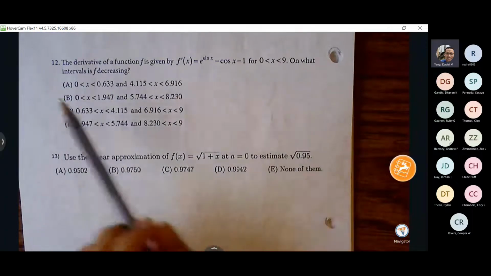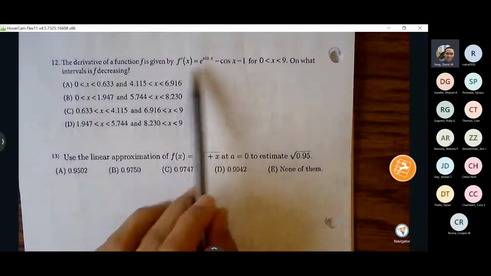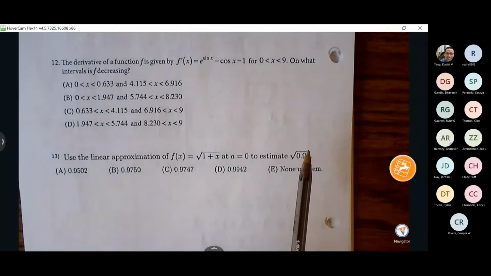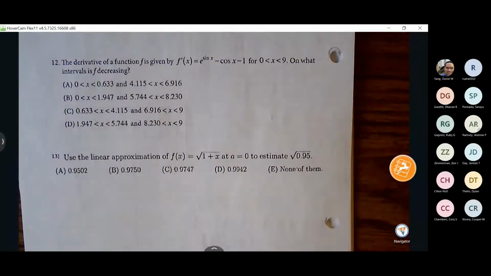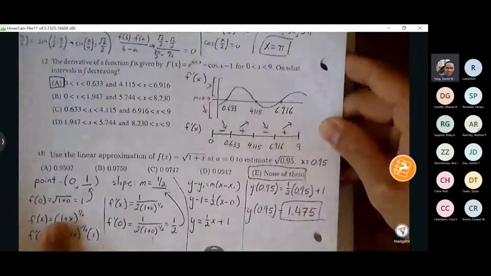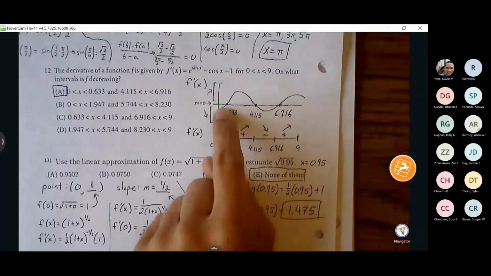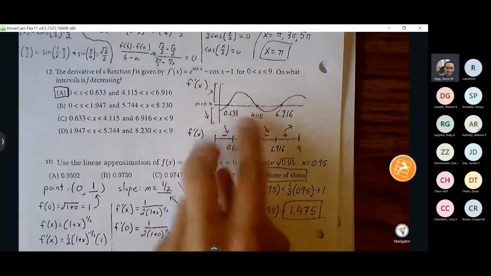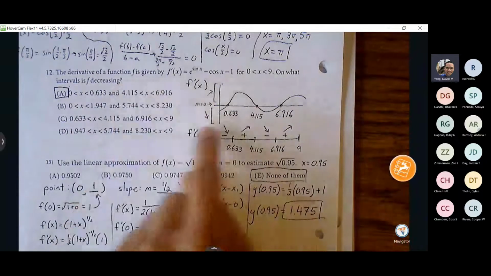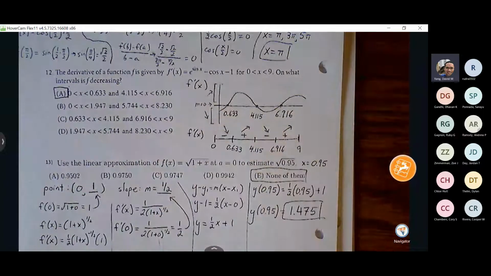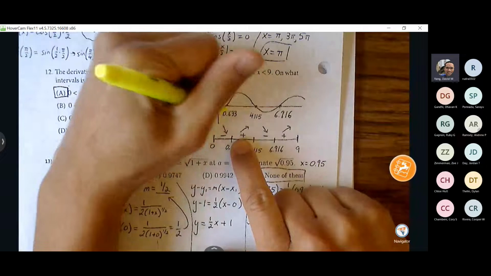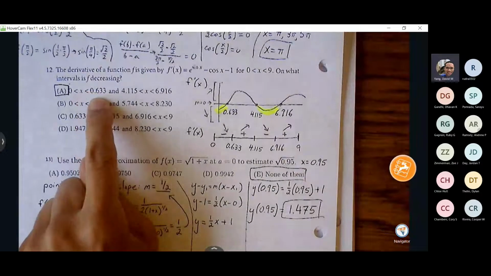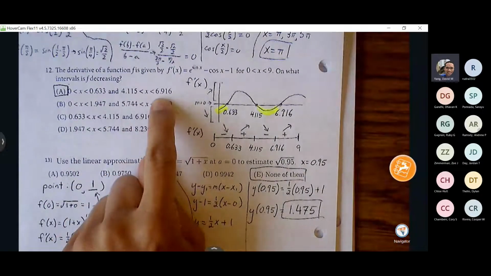Okay, derivative function is given, on what interval is f decreasing? So we can graph this function and just simply look to see where it is dipping below the x-axis. Okay, so once you graph, same as before, you would go through your calculator and find your x-intercept, and then look to see where my graph is below, because when it's below the x-axis, that means the slope is negative. So I know it's going to be in this interval here and also in this interval. Okay, so between 0 and 0.633 and between 4.115 and 6.916.